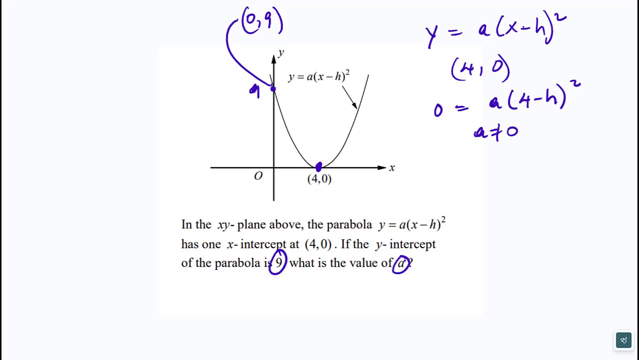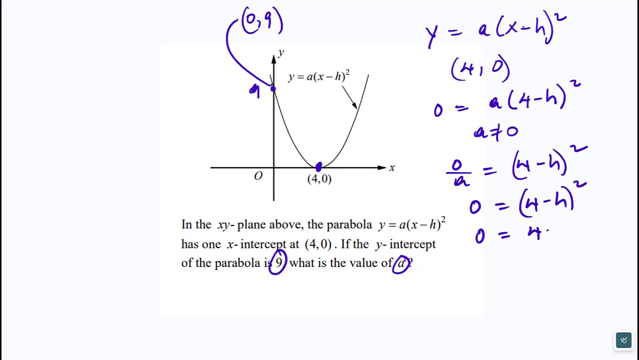So firstly, I'm going to divide both sides by a. So I'm going to have 0 divided by a equal to (4 - h) squared. Simply going to be 0 = (4 - h) squared. Taking the square root of both sides, I'm going to get 0 = 4 - h. So h here is going to simply be equal to 4. All right, so that's it for my h. Now I still need to find my a.